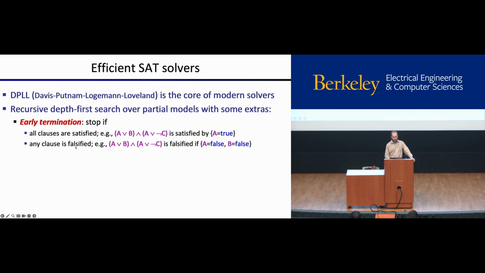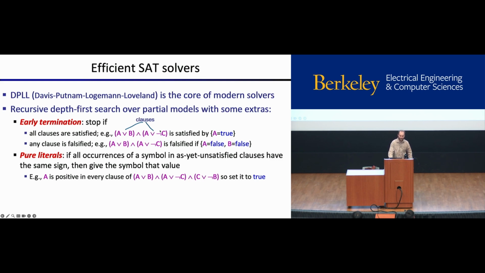This one, there's a clause that is falsified. If A is false and B is false, A or B is false. This one might end up true if we get the right value for C, but who cares? We've already determined that one of the clauses is false. If one of the clauses is false, then the whole thing is false. So that's a partial model that would also lead to early termination. These are clauses, just as a reminder.